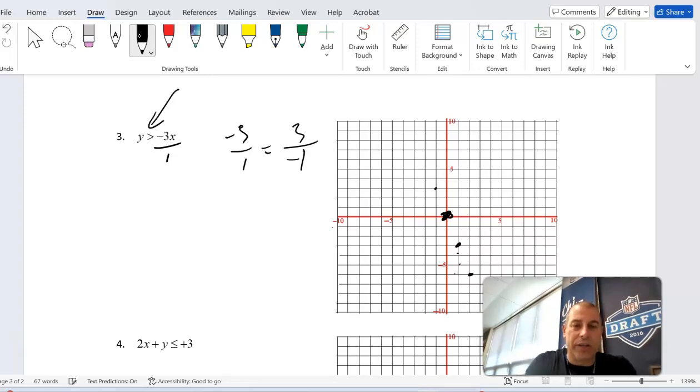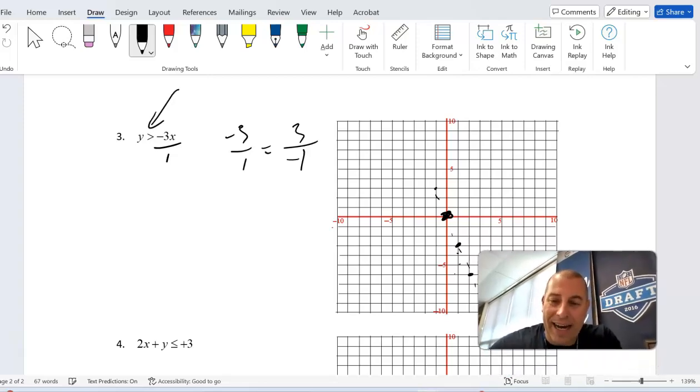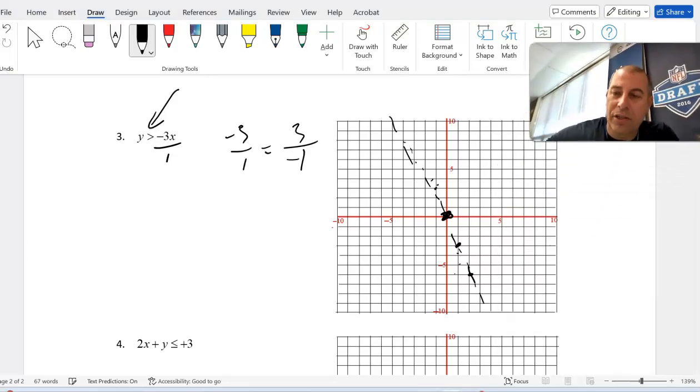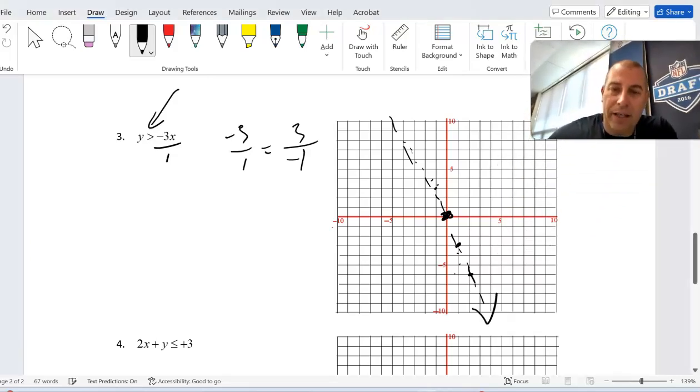I'm looking at my inequality symbol, so it is a dotted line. That's probably what you're going to end up messing up the most, because you're automatically going to go to just simply drawing it, because that's what you're used to doing. Okay, so the thing here is I can't test out 0, 0 because it's on it.